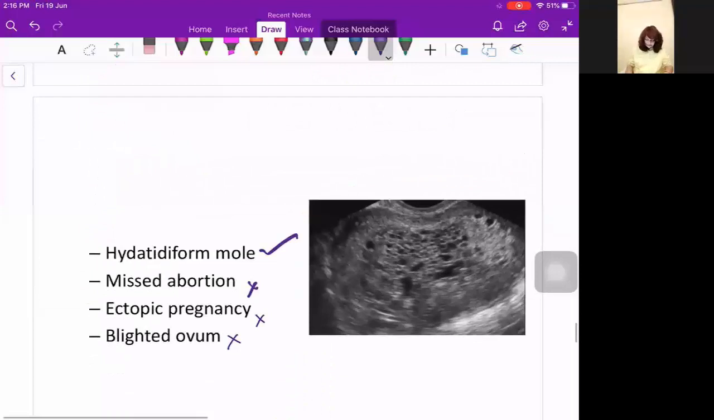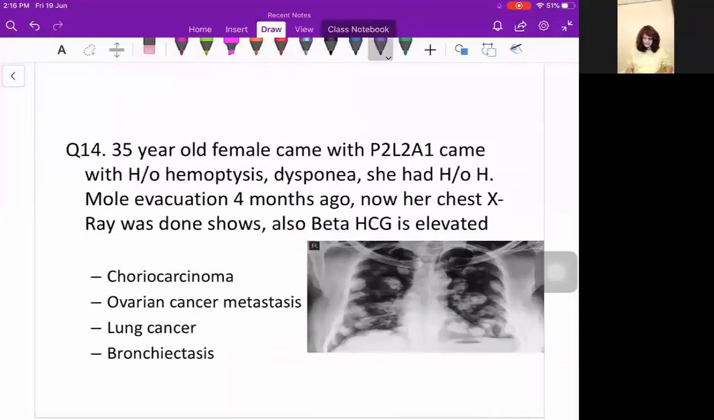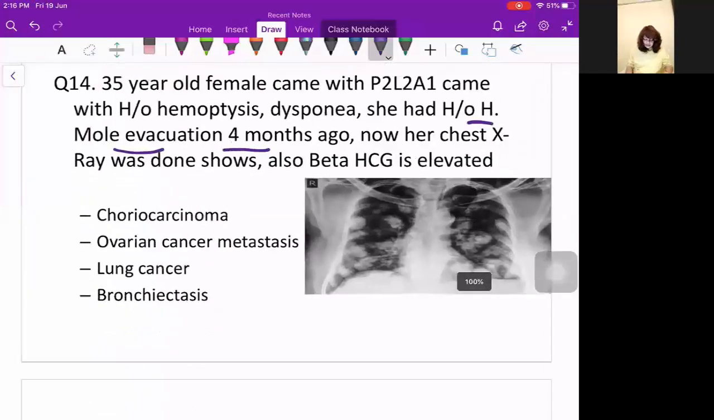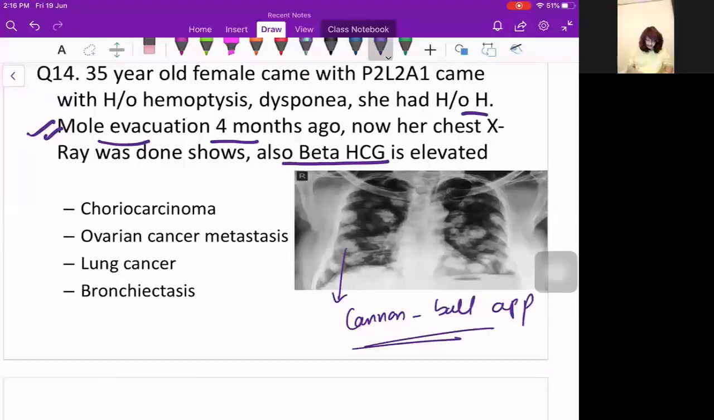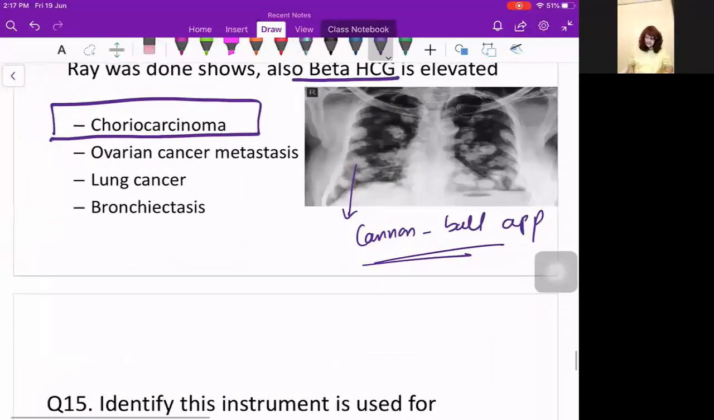Now, a 35-year-old female, para 2 L2 with one abortion, came with a history of hemoptysis and dyspnea. She had a history of molar evacuation 4 months ago. Now the chest X-ray shows this, and beta HCG is elevated. Chest X-ray, beta HCG elevated, preceding history of molar evacuation. This clearly shows a cannonball appearance. So this is clearly a case of choriocarcinoma. Details of the choriocarcinoma topic, I will take up in a separate video.